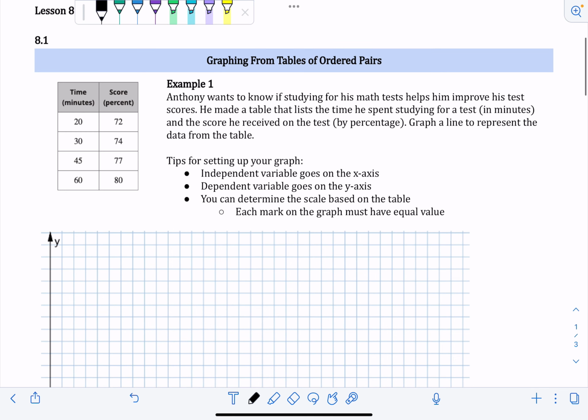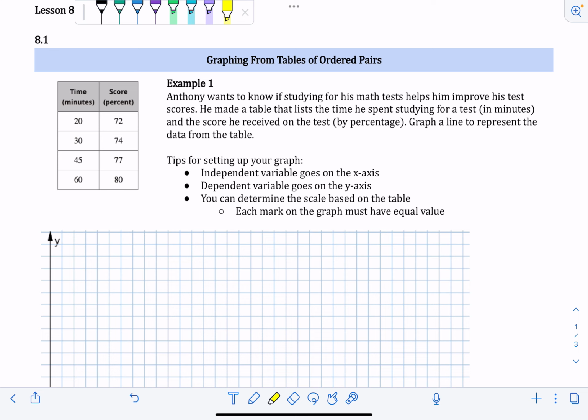So example 1, Anthony wants to know if studying for his math test helps him improve his test scores. He made a table that lists the time spent studying for a test in minutes and the score he received on the test by percentage. Graph a line to represent the data from the table.